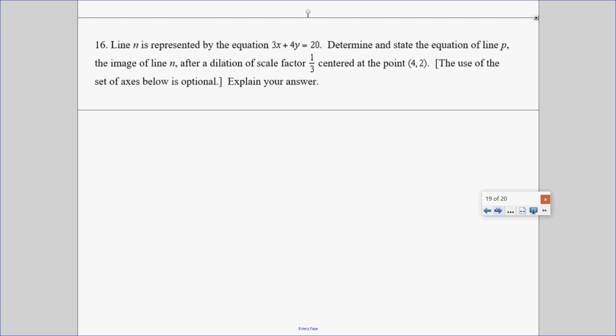Okay. Line N is represented by the equation 3x plus 4y equals 20. Determine and state the equation of line P, the image of line N, line dilation. Line dilation, parallel, keep the slope, center on the line, sub x and y. If it was origin, I would multiply the scale factor in B. Since it's not the origin, I'm going to sub x and y. Now, many of you are thinking, well, I got to get y by itself. You don't have to get y by itself to sub x and y.